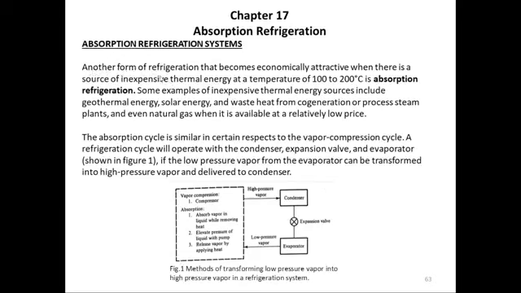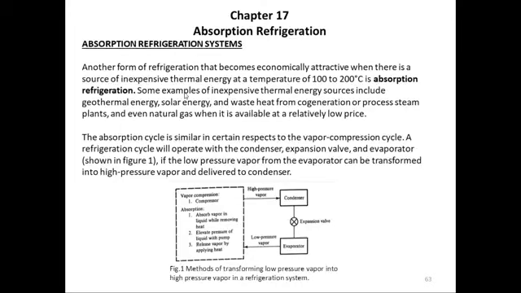Another form of refrigeration that becomes economically attractive when there is a source of inexpensive thermal energy at a temperature of 100 to 200 degrees centigrade is the absorption refrigeration system. Normally you will not try to use an absorption refrigeration system unless you have some kind of waste heat or inexpensive heat available, either from the solar system, or from a gas turbine engine which is exhausting hot air at 400 degrees centigrade. Then you try to use that in your vapor absorption refrigeration.